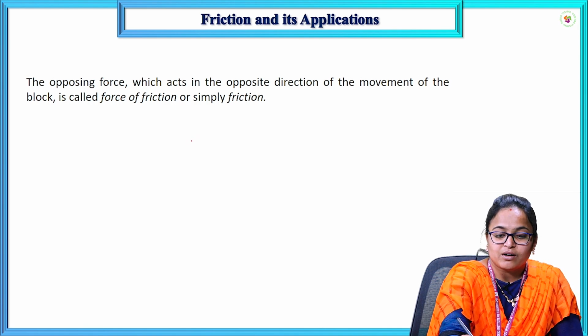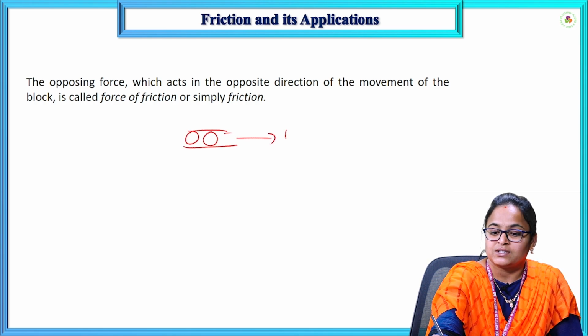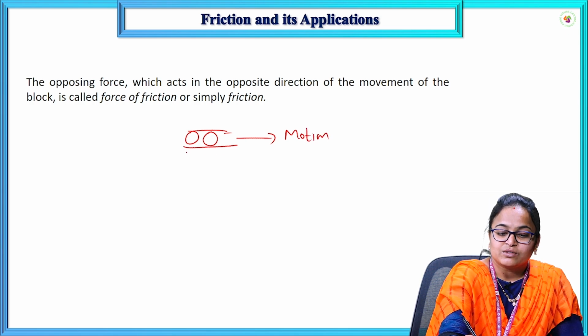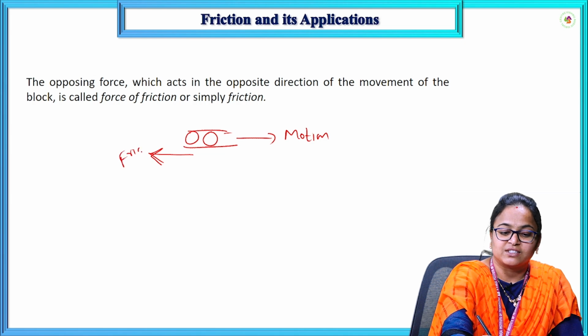For example, if a vehicle is moving towards the right, this is the motion of the vehicle. Friction will be opposite to the motion of the body or the motion of the vehicle. So this is the friction direction.